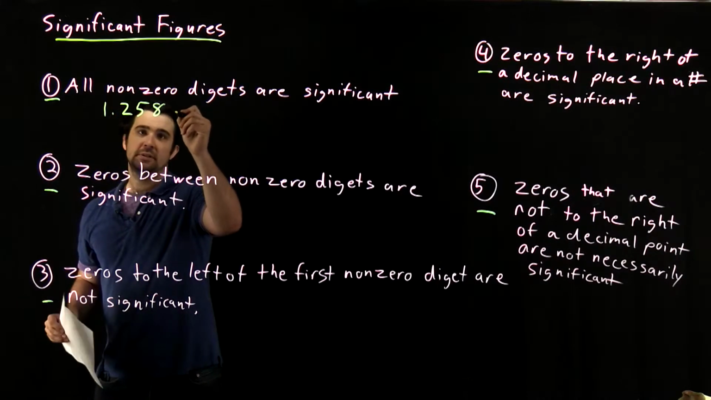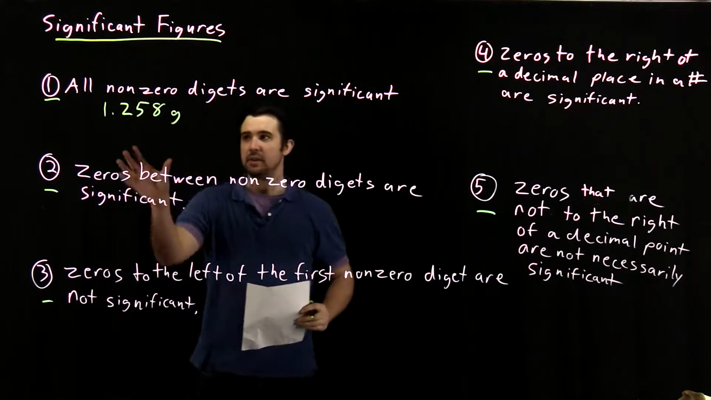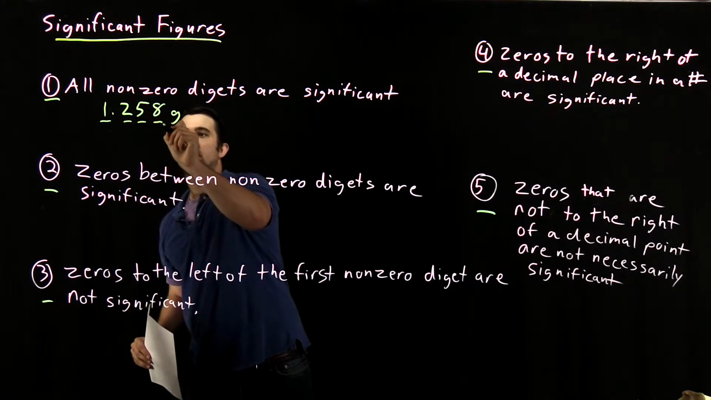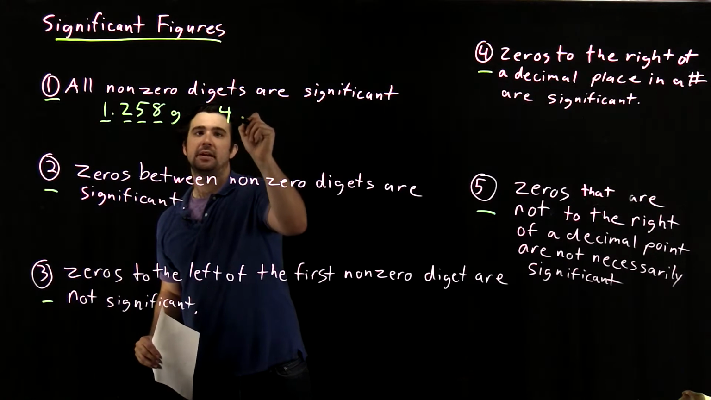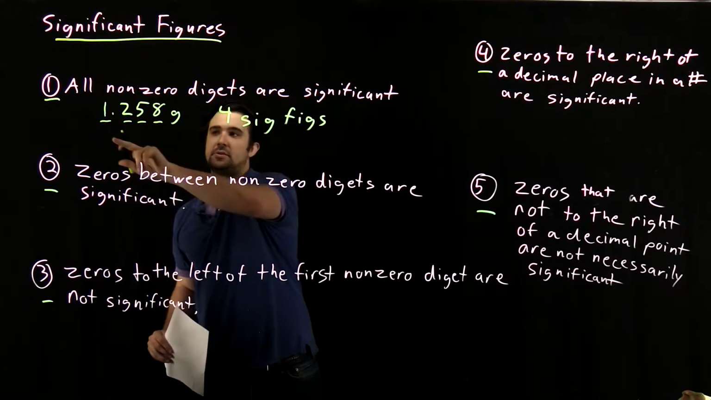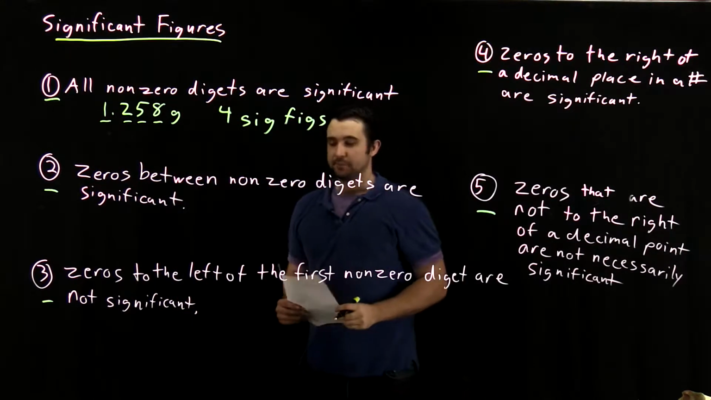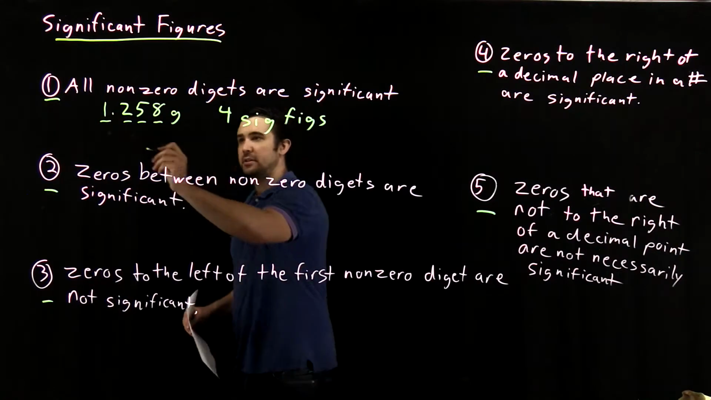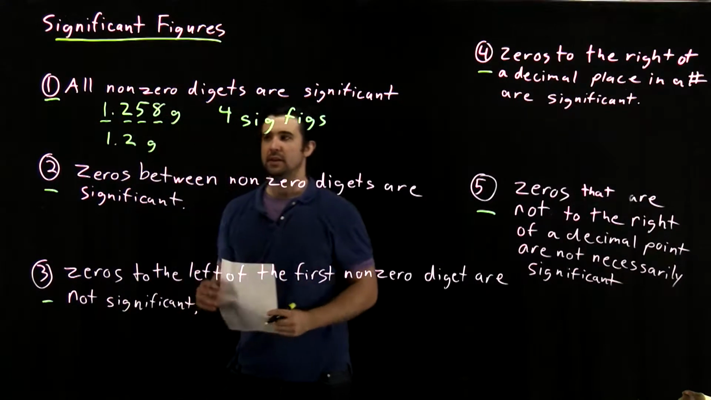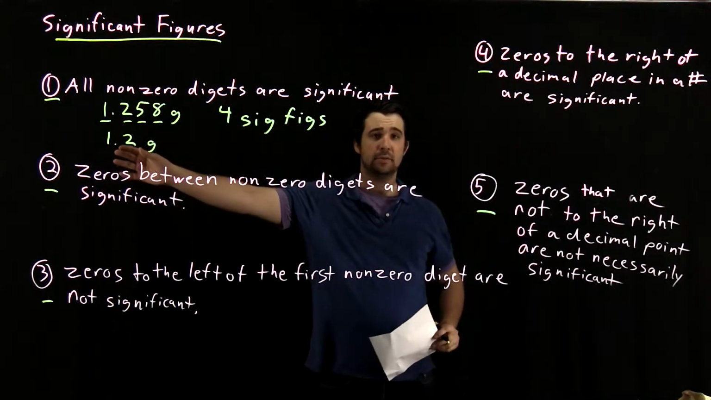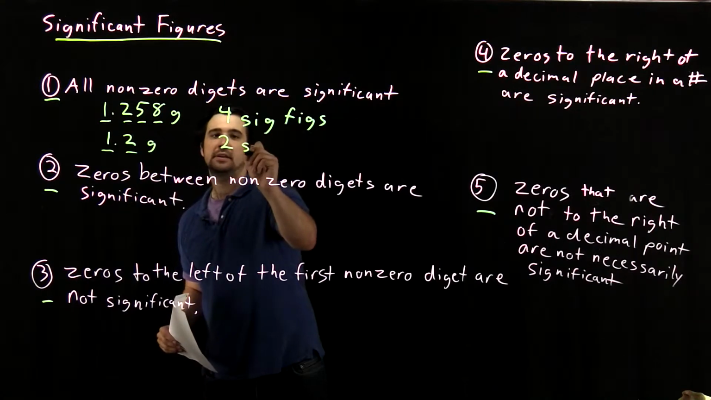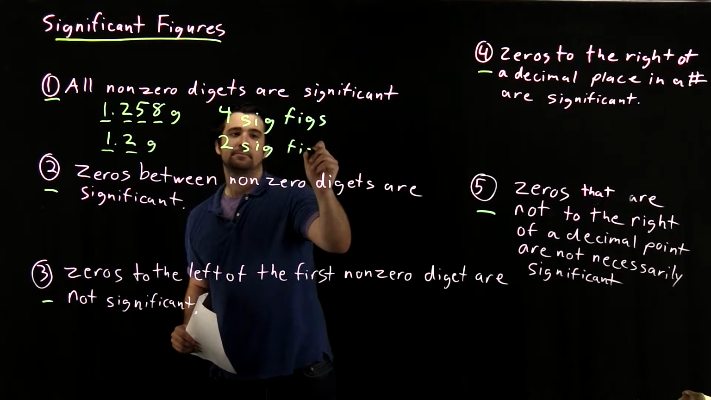and say 1.258 grams. In this quantity we would have 1, 2, 3, 4 significant figures. So we'd have 4 sig figs because these are all non-zero numbers. And another example, imagine if we just have 1.2 grams. Here we only have 2 non-zero numbers, so we're going to have 1, 2 sig figs.